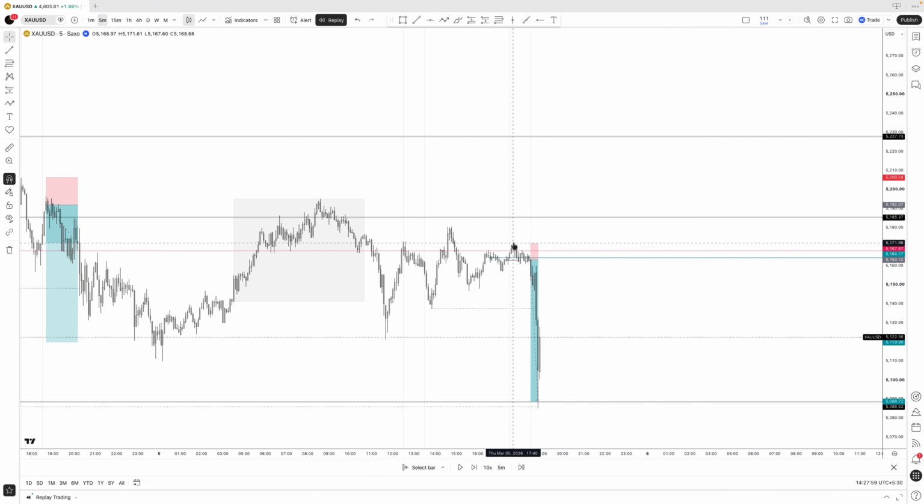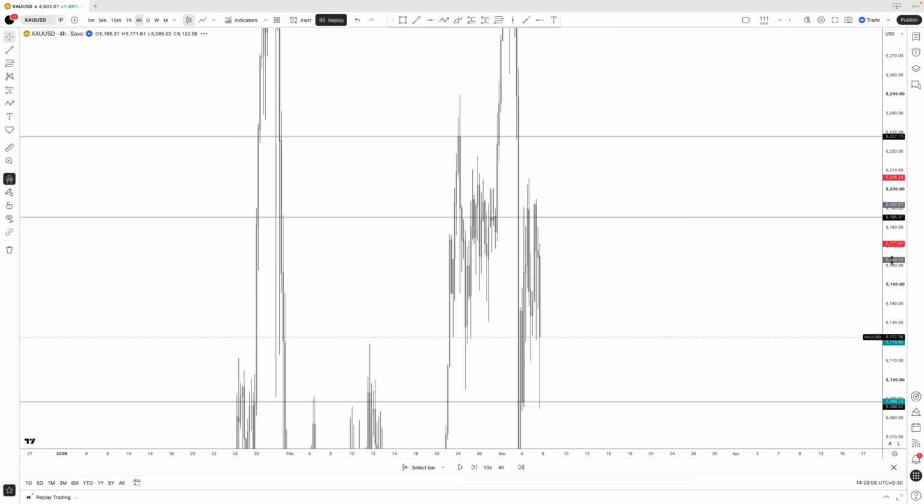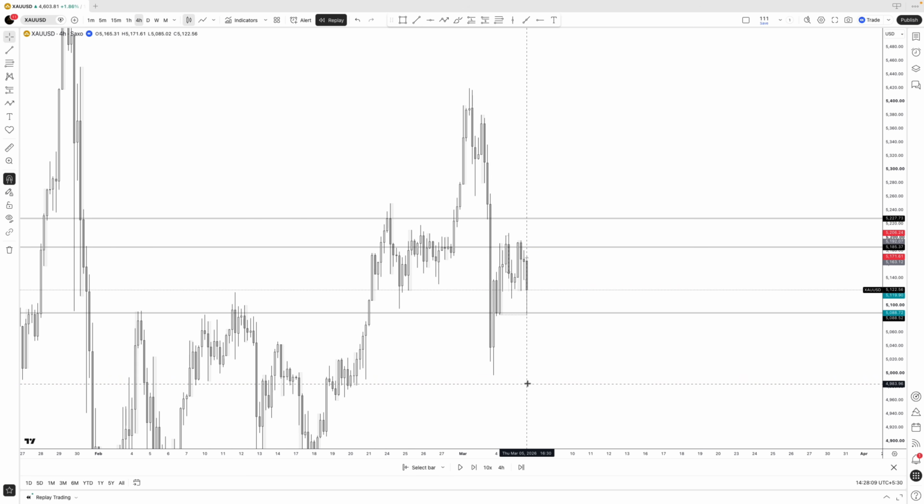Stop loss is above a safe high. We target the London low and we let the rest run into the previous daily low. So there we go. And that's all we need. That is all we need and we are done.